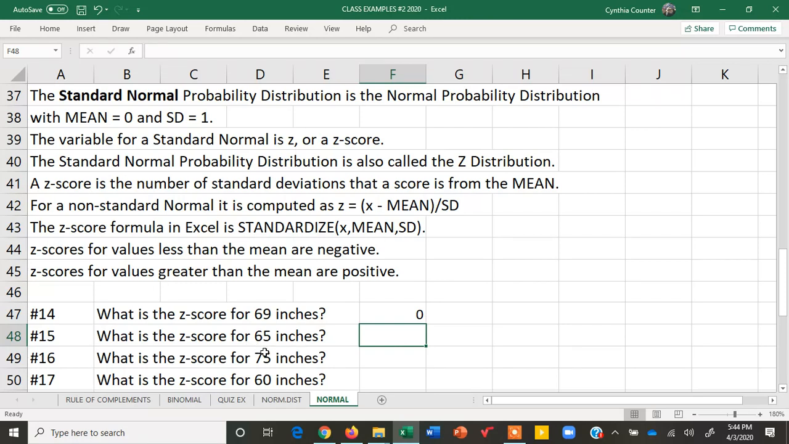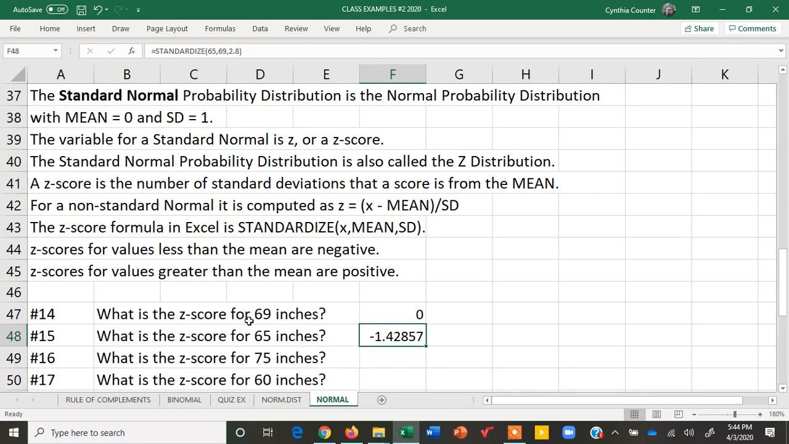65 inches, notice, is smaller than the mean. So when we standardize this score, it will be negative. So 65, 69, 2.8, close the parenthesis, and we see we get a negative 1.428. This tells us that the score of 65 inches is 1.428 standard deviations less than the mean because it's negative.